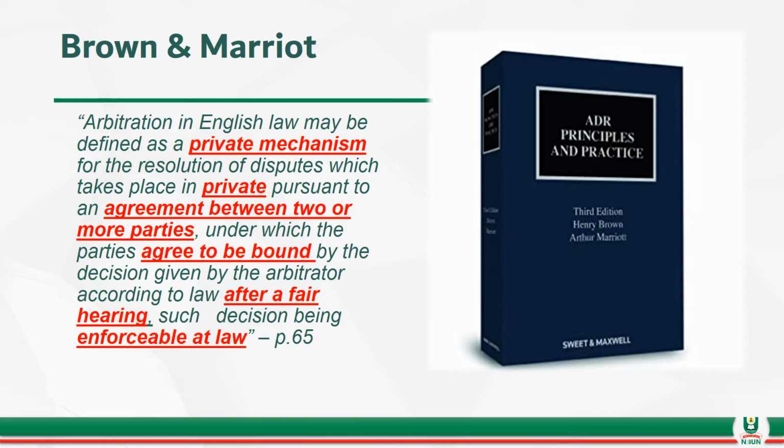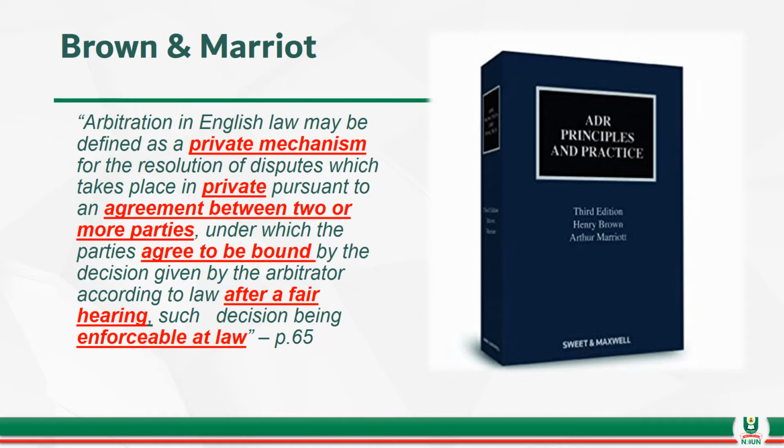So they say that it is a private mechanism for the resolution of disputes, which takes place in private, pursuant to an agreement between two or more parties, under which parties agree to be bound by the decision given by the arbitrator according to law after a fair hearing, such decision being enforceable at law. You'll see that definition on page 65 of the text. Now, apart from highlighting features, that it is private, it takes place in private, it takes place pursuant to an agreement between parties. Parties have to agree. There's a fair hearing. It is enforceable in law. It also answers the question that the Oxford English Dictionary raised.